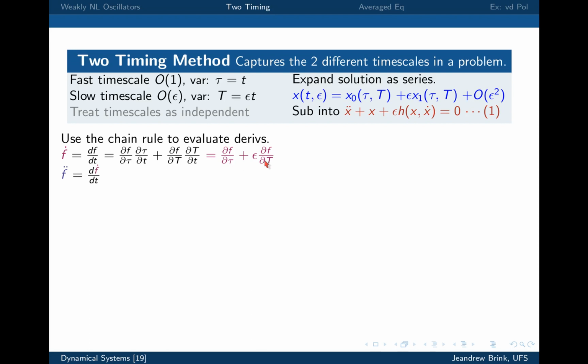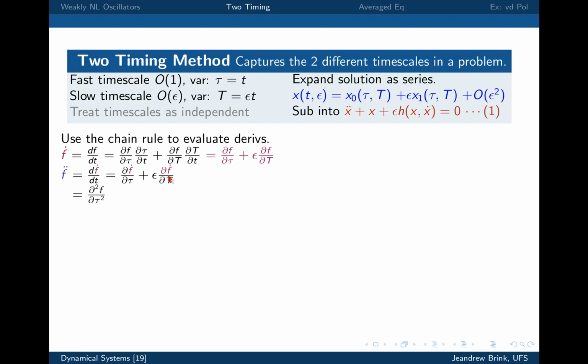And f double dot, we're just going to apply this thing twice. So we're going to say it's d/dt of f dot. So d/dt is again equal to just d/dτ of f dot plus epsilon times d/dT of f dot. But we already know what f dot is. It's this thing.